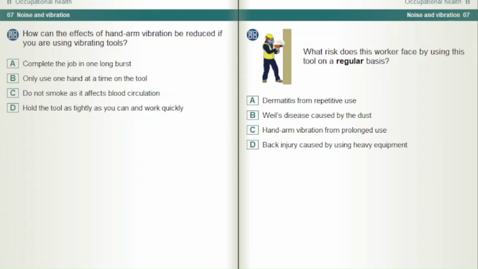What risk does this worker face by using this tool on a regular basis? Dermatitis from repetitive use. Weil's disease caused by the dust. Hand-arm vibration from prolonged use. Back injury caused by using heavy equipment.